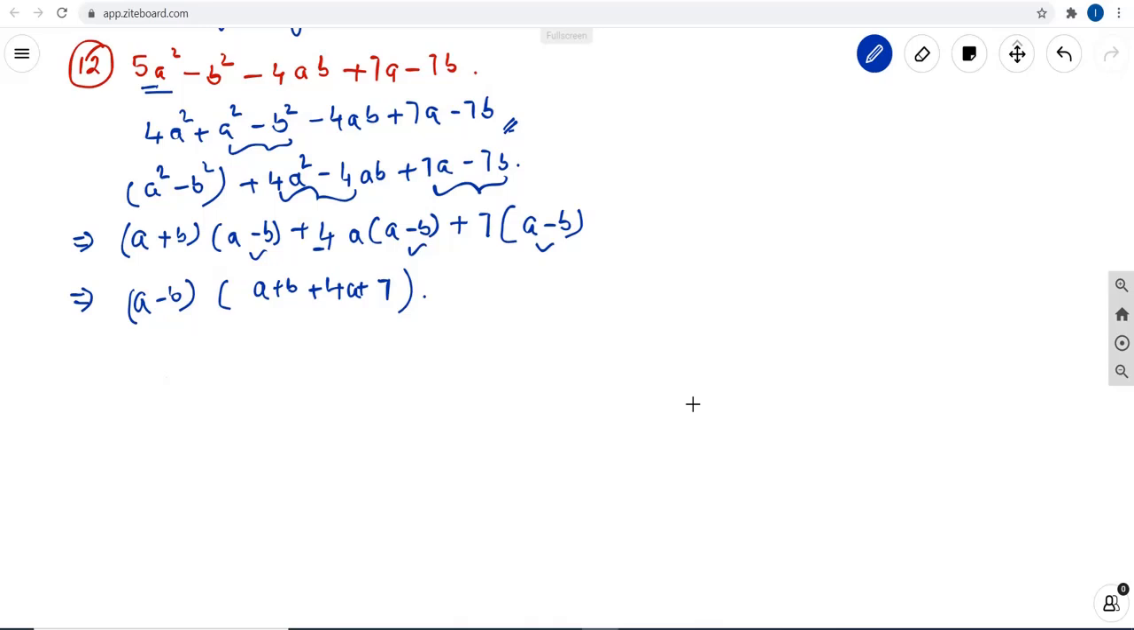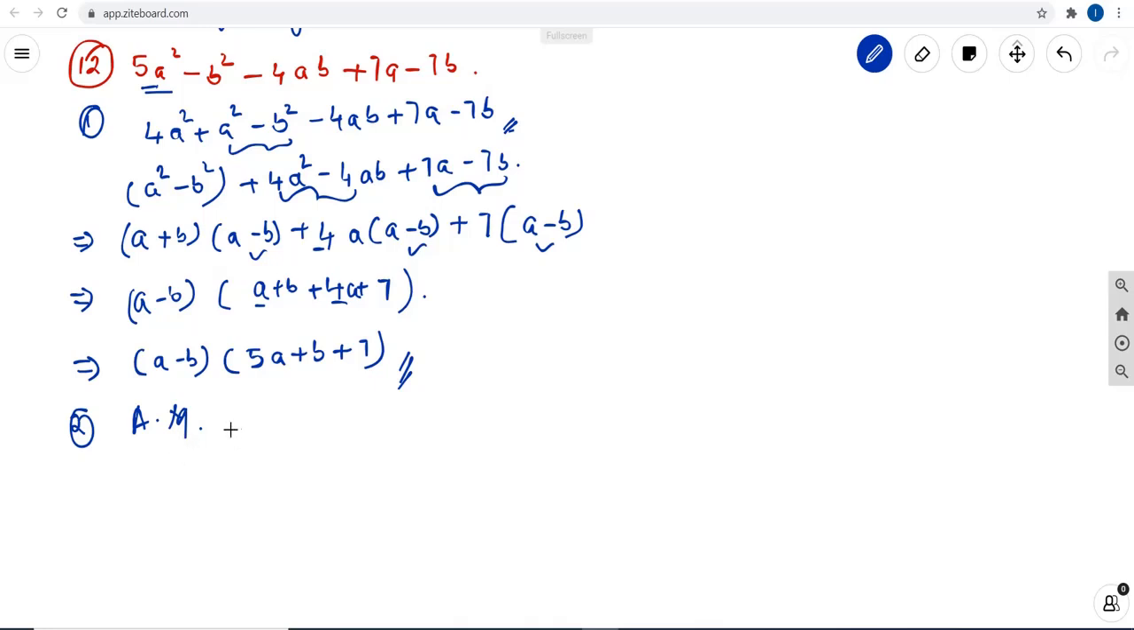Okay, so now one more step we are going to write down here. So this becomes a minus b into, see here, a plus 4a I can write as 5a, plus b plus 7. Okay, so this is one method. One more method has been given as an alternative method. That is method 1, you take down this one as method 1. Method 2 is an alternative method which has been solved in the textbook only. So both the methods he has given in the textbook.